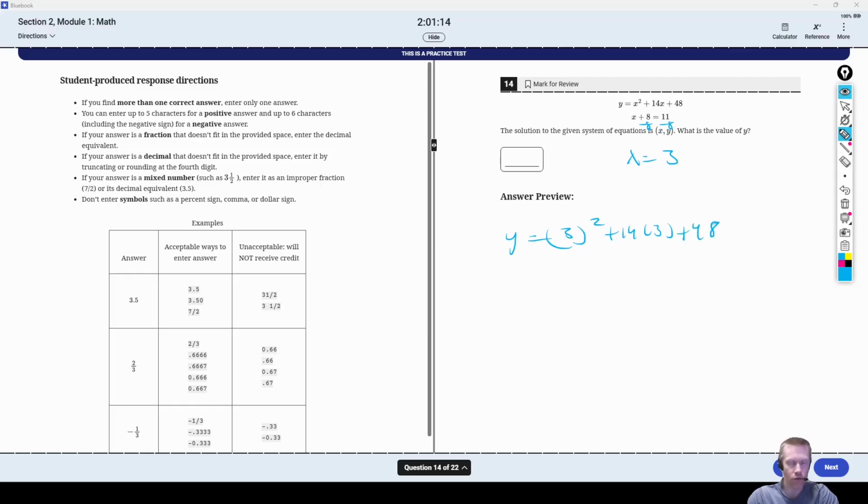And you could do this on a calculator or punch it into Desmos. I believe it's going to be, let's see here, these two add up to 90 and then plus 9. So what is the value of y? It is 99. That's what you're going to type in.